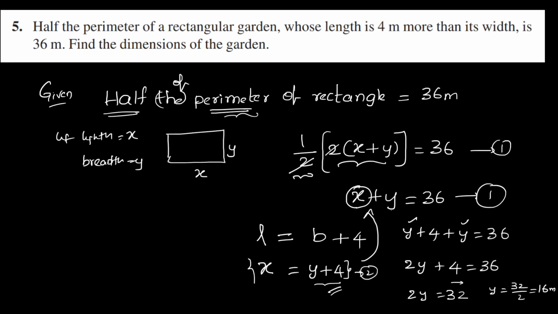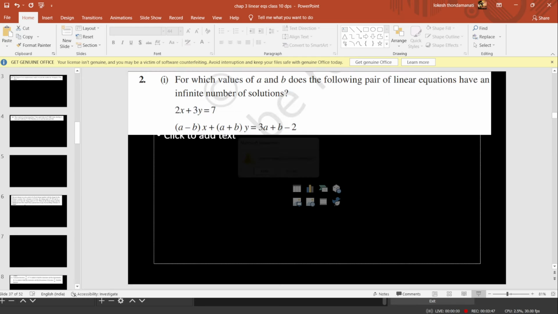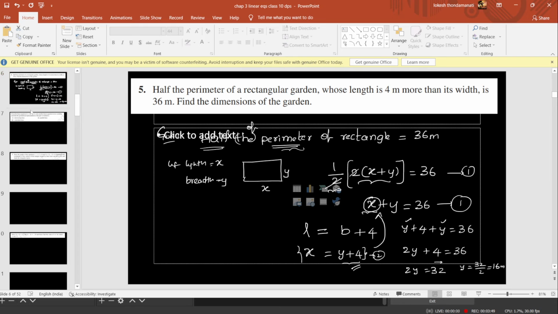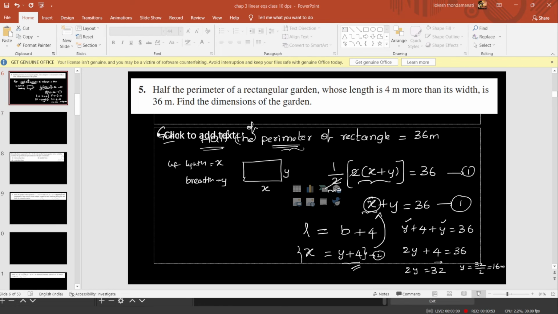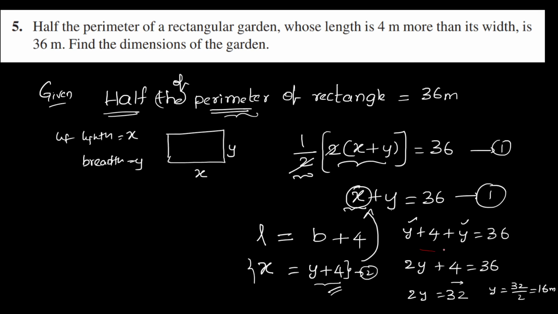Do you understand? First, x plus y is 36. Second, x is equal to y plus 4. Replace L with this in the first equation. Now we got the y value as 16. So y is equal to 16.